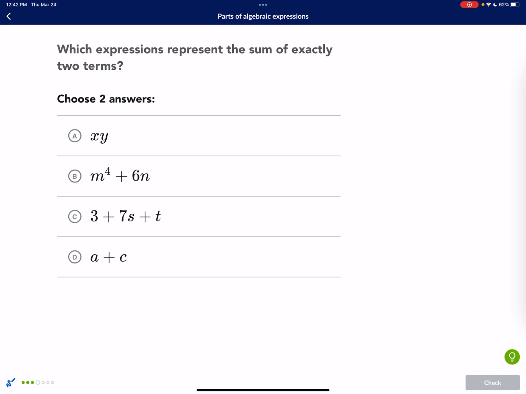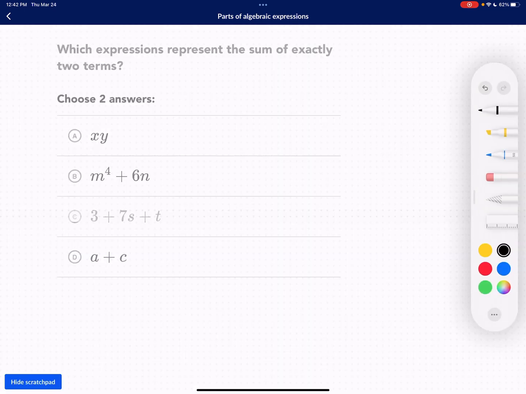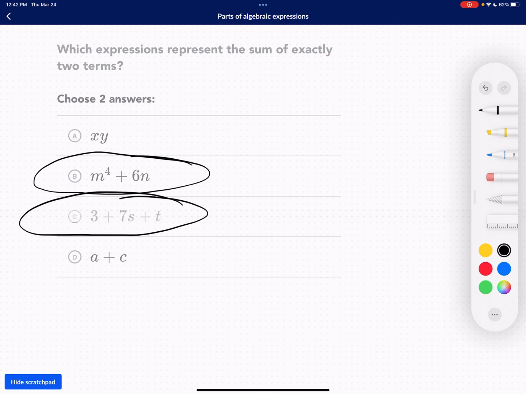Which expression represents the sum of exactly 2 terms? So we're looking for a sum. So let me just highlight the sums. This one is a sum, this one is a sum, and this one is a sum. This one is not a sum. It is x times y, which is called a product.